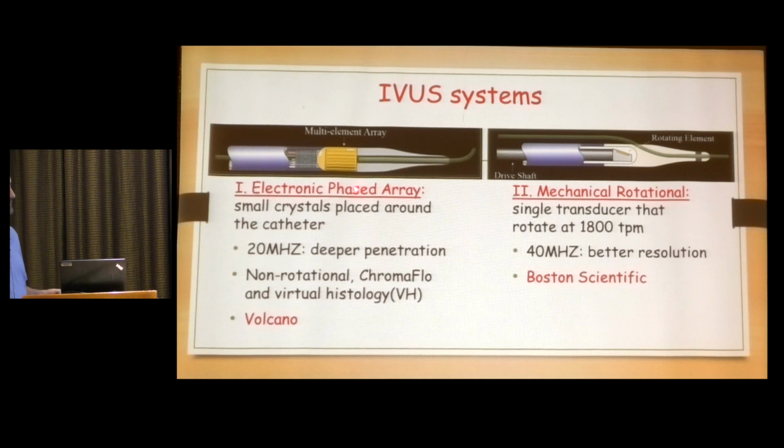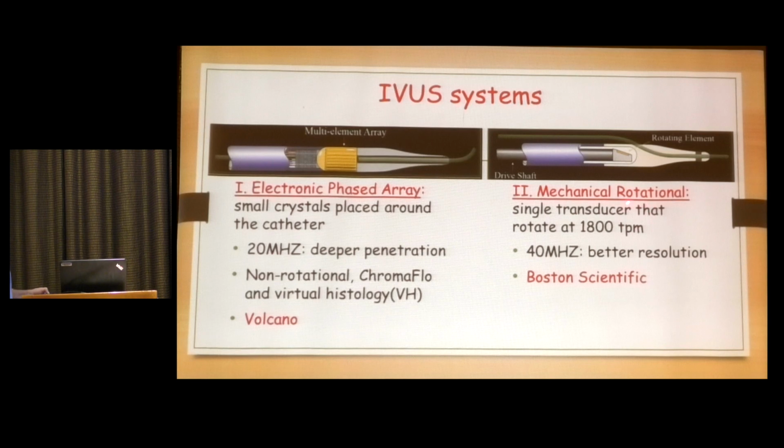There are two systems of IVUS in the market. The first one, the phased array system, where there is small crystals placed around the catheter, and they emit ultrasound and they receive ultrasound. It uses a 20 megahertz system. It has a deeper penetration, less resolution than the other system. It is non-rotational. We can use the chromaflow and virtual histology with this system. This is the Volcano system, which is, I think, the most common system used, and this is the one we use in Jordan University.